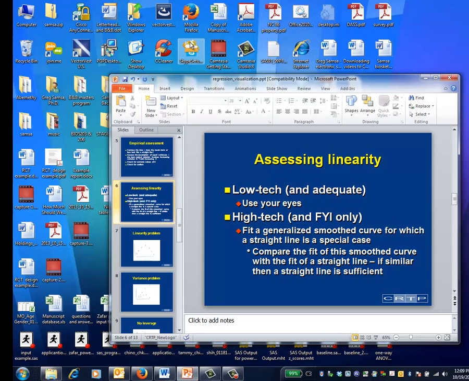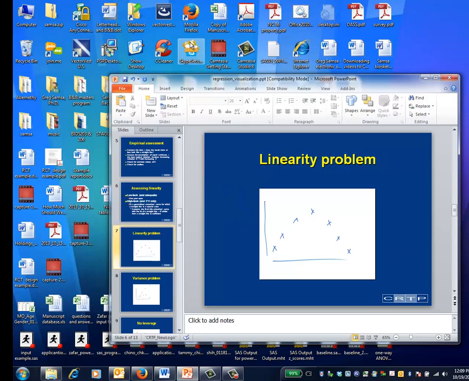Because the straight line is a special case of the more general curve, it can't fit better than the general curve and will probably fit worse. If the fits are similar, the interpretation is that a straight line is adequate. If the fits are very different, the interpretation is that a straight line isn't.